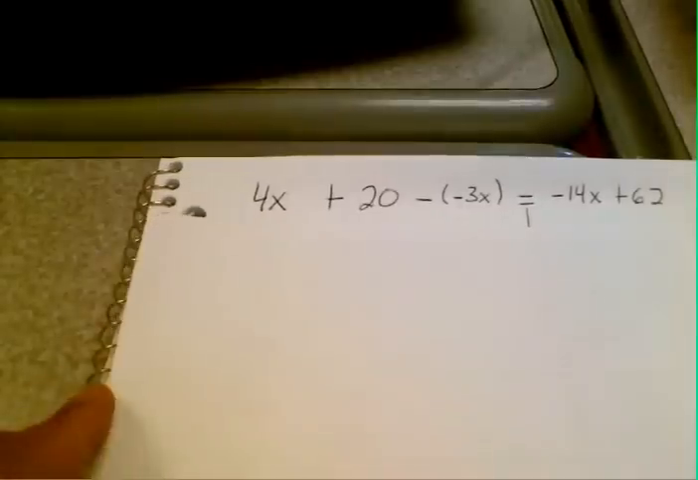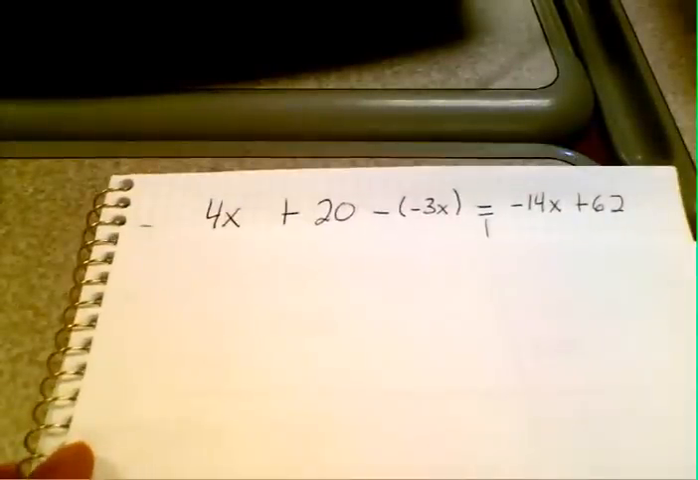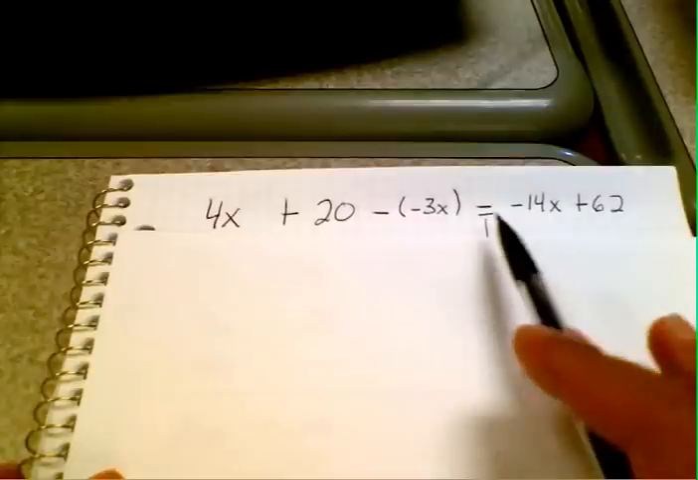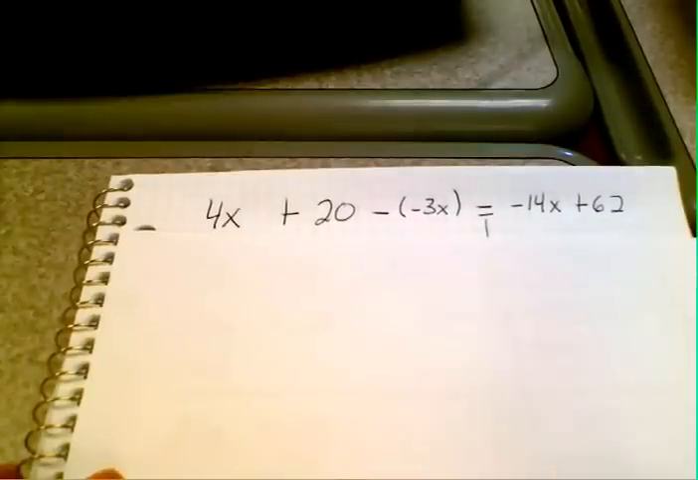All right, let's take a look at an equation that would give you maybe a few more steps here. We have 4x plus 20 minus negative 3x equals negative 14x plus 62.